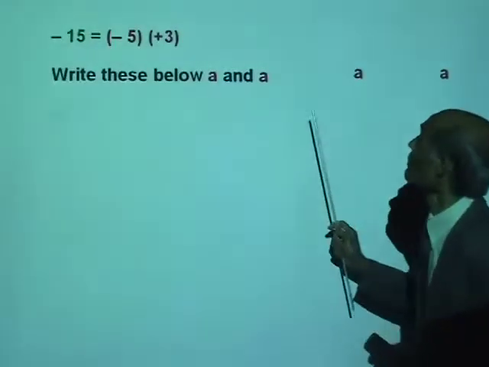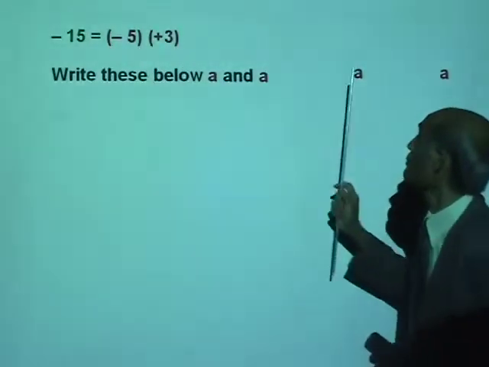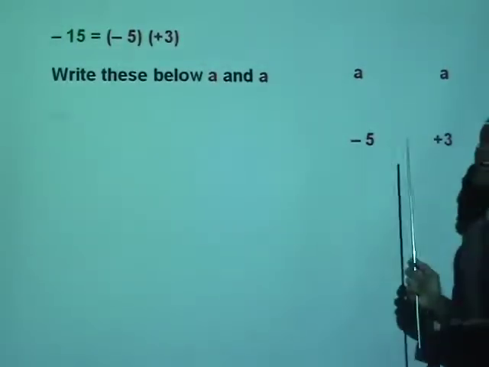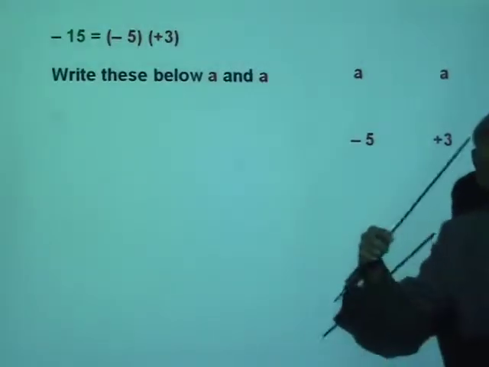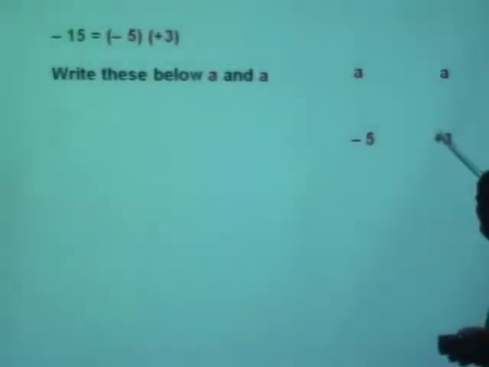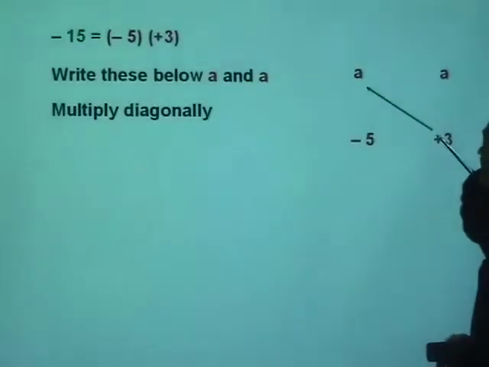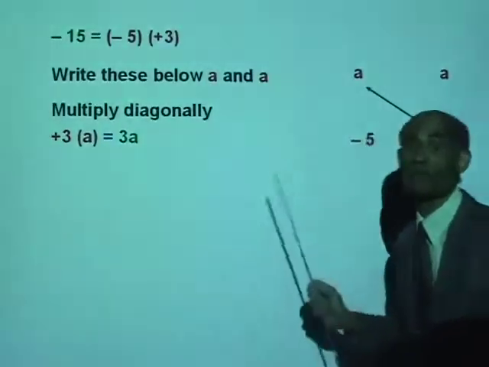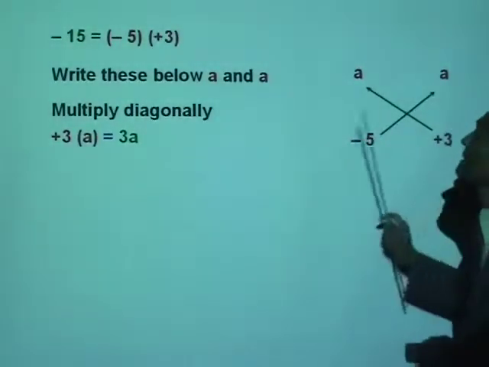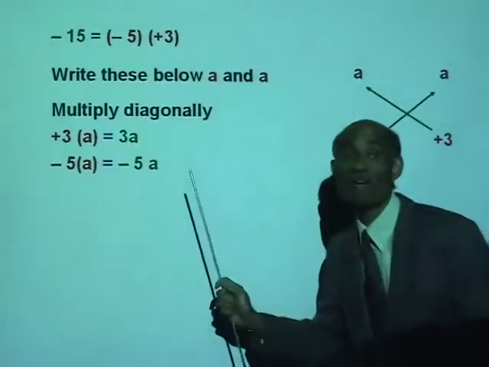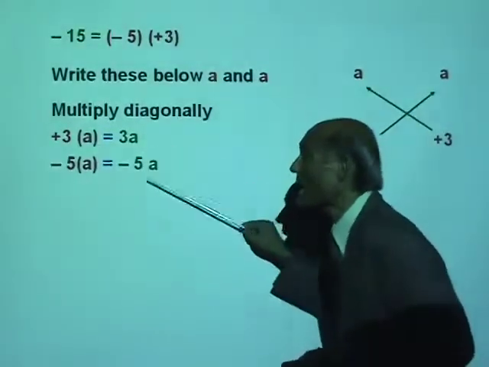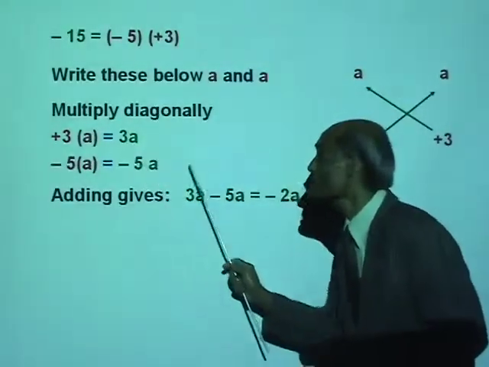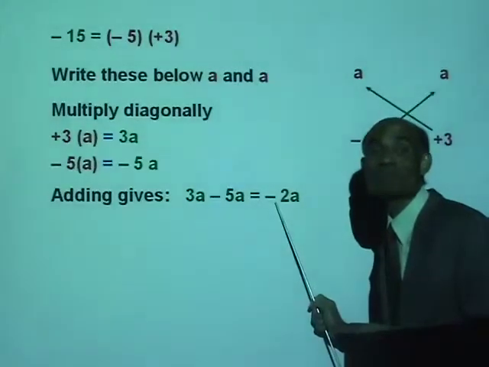So, write this negative 5 and positive 3 below a. That's negative 5 and this is positive 3. Now do your test. What is the test? Multiply diagonally. Positive 3 times a is positive 3a, and negative 5 times a is negative 5a. And what do you get if you add them together? Adding them gives you 3a added to negative 5a is negative 2a.